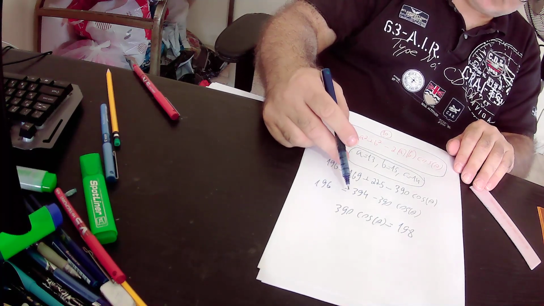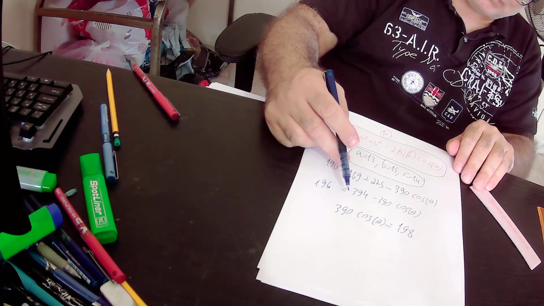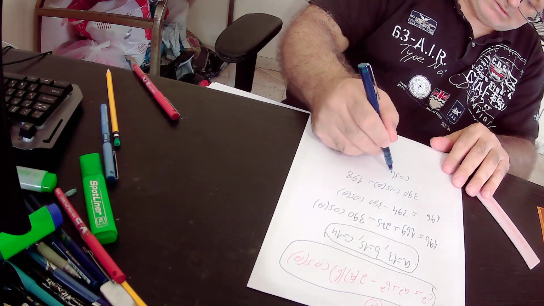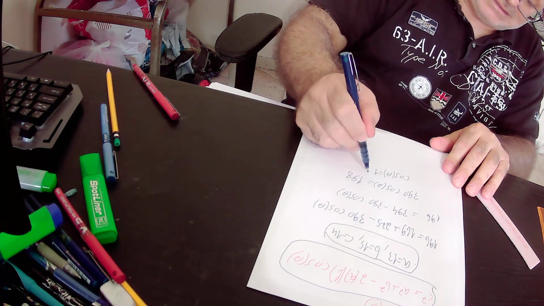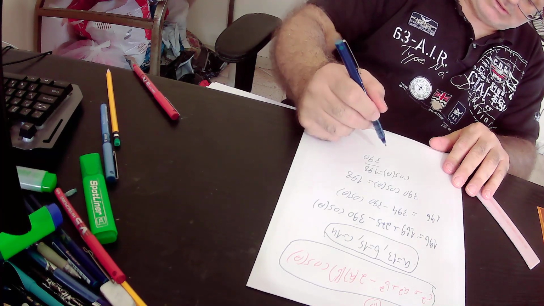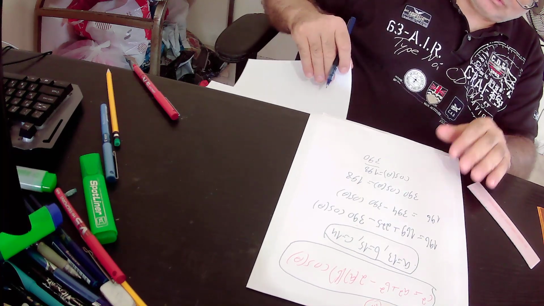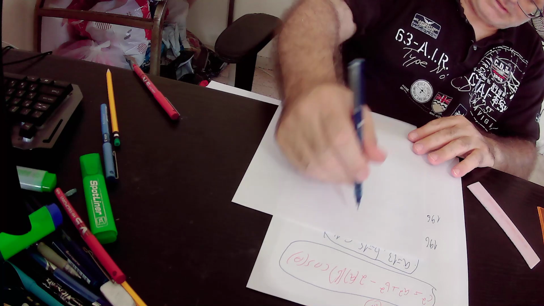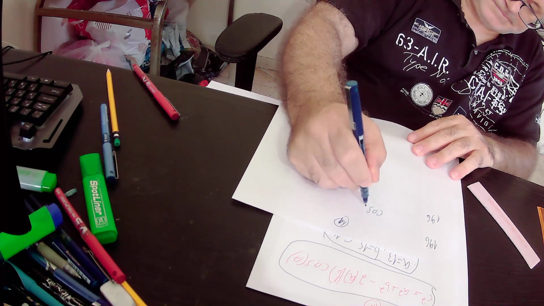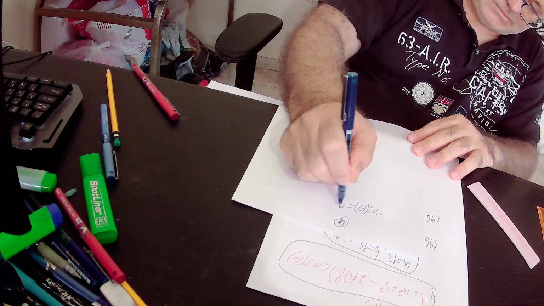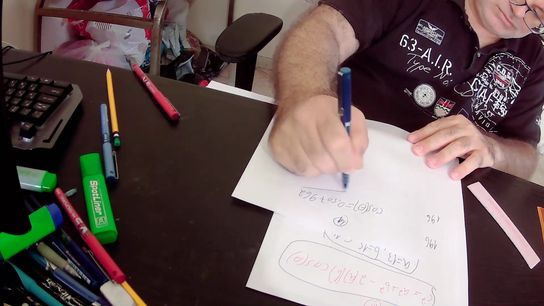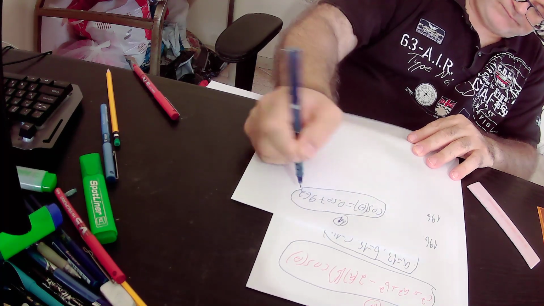So here we will divide this equality by 390 in order to get the value of cosine theta. Cosine theta will be equal to 198 over 390, and so cosine theta equals 0.507962. So we found out the value of cosine theta.